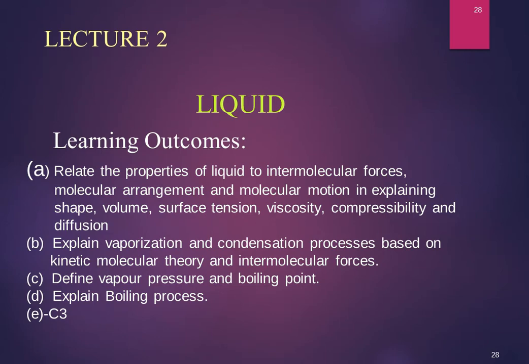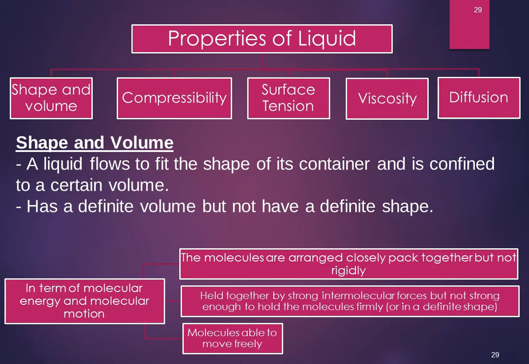Relate the properties of liquid to intermolecular forces, molecular arrangement and molecular motion in explaining shape, volume, surface tension, viscosity, compressibility and diffusion. B. Explain vaporization and condensation processes based on kinetic molecular theory and intermolecular forces. C. Define vapor pressure and boiling point. D. Explain boiling process. We have 5 properties of liquid: shape and volume, compressibility, surface tension, viscosity, diffusion.